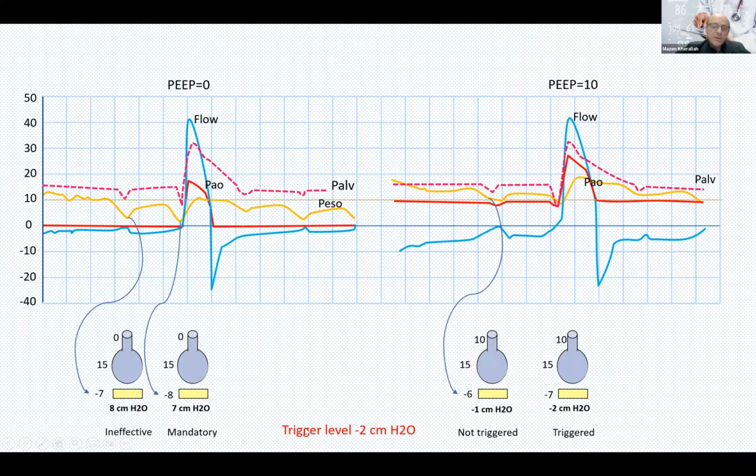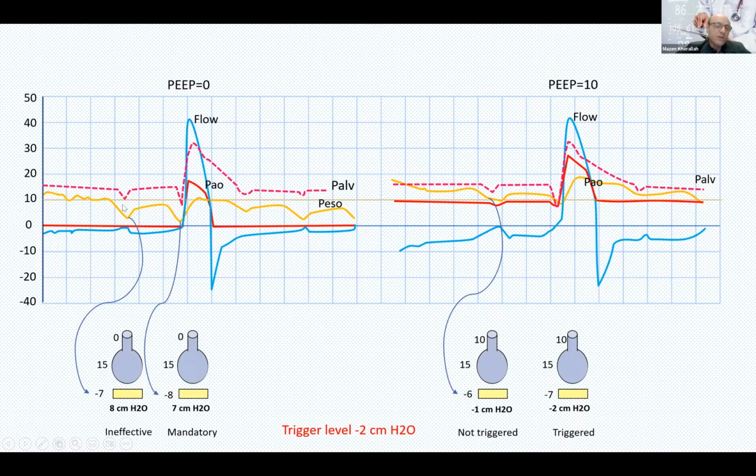Why? You need to have a drop of 2 centimeters below the airway pressure. The airway pressure is 0. You need to get that lower by 2 centimeters in order to effectively trigger the ventilator. The patient should have done -17. So he could not effectively trigger the ventilator. You can see the next one here. The patient also initiated a breath. And you can see the ventilator delivered a breath. However, he did not reach the threshold.